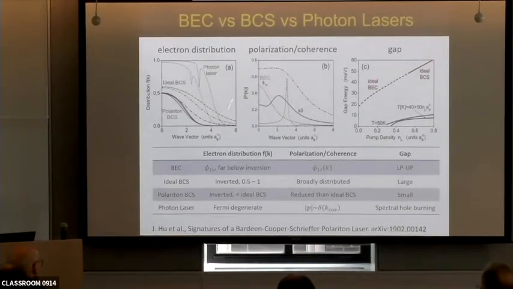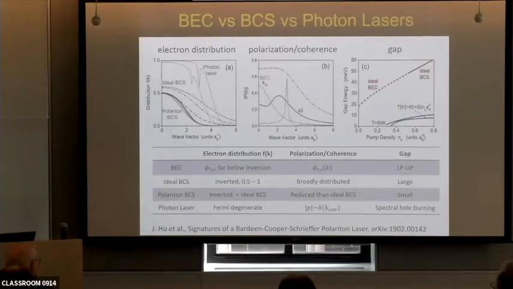If we look at the polarization, which corresponds to the coherence in the system, the ideal BCS state, of course, has very high coherence over a large range of K vectors. For the Polariton BCS, because of the dissipation and everything, the coherence is much weaker compared to the ideal case, but it still spreads over a large range in wave vectors. That's more characteristic for the BCS state. And in comparison, for the photon laser, it is very sharply peaked around the K vector that corresponds to the cavity transition frequency.